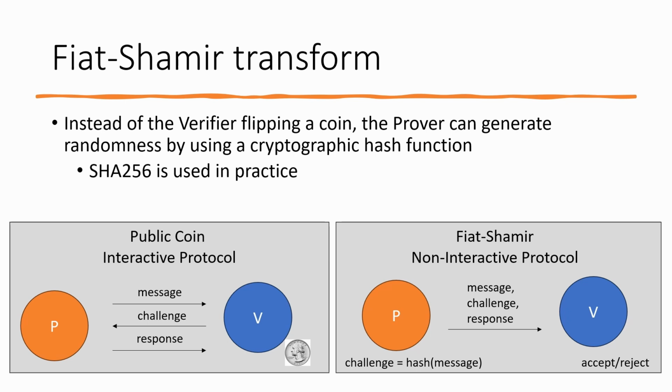So let's look at the public coin interactive protocol, which is what we've seen before. Here, the prover sent the verifier a message, the verifier flips a coin and sends back a challenge, and the prover responds to that challenge. You can repeat this 100 times. With Fiat-Shamir, the prover will take the original message and hash it. Then it uses that hash as a challenge and generates a response. It can then hash the response and use that as the next challenge, and repeat this 100 times. Finally, it'll send the original message, all 100 hashes, and all 100 responses to the verifier.